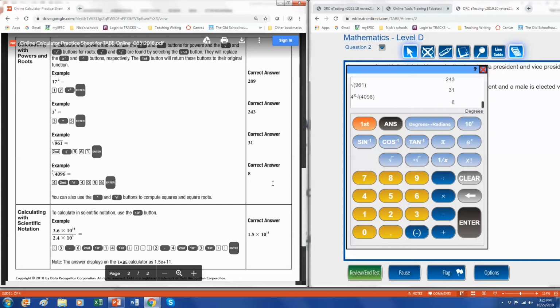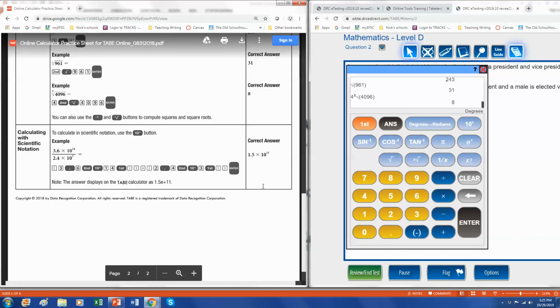All right, for our final thing we're going to look at together is calculating with scientific notation. Scientific notation is when you have an integer or a decimal that is multiplied by 10 to the power of something. And scientific notation is always done with parentheses on this calculator. So I'll just show you how this works on this calculator.